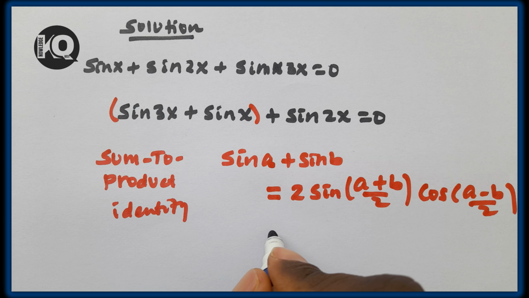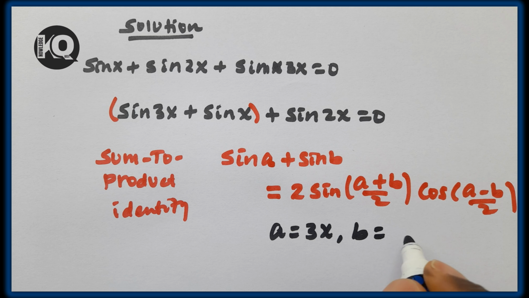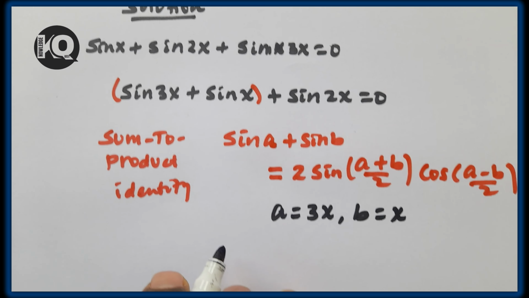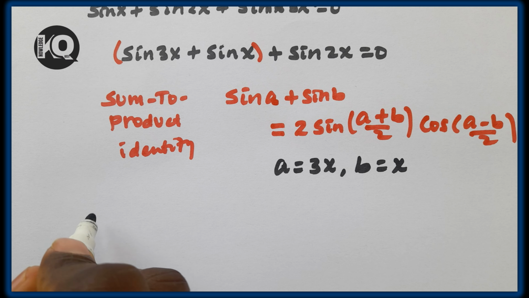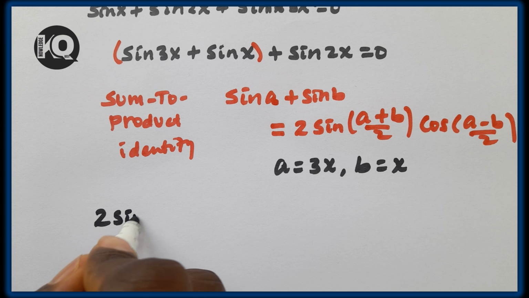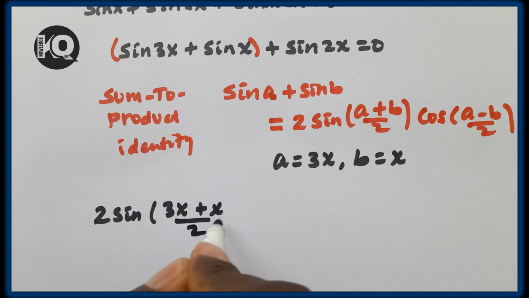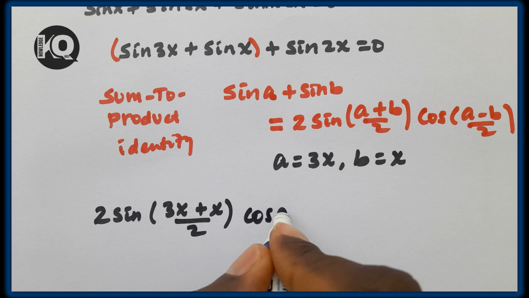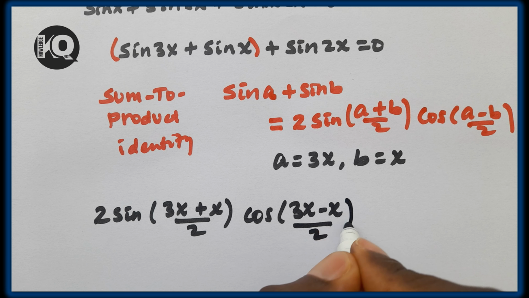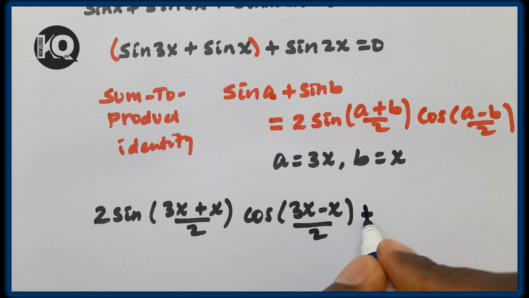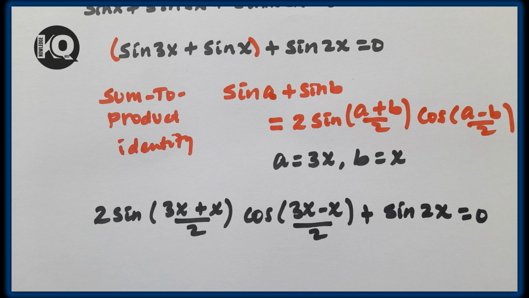Where A is equal to 3x and B is equal to x, so this sin 3x plus sin x will be 2 times sin of (3x plus x) divided by 2, cos of (3x minus x) divided by 2, plus sin of 2x, which is equal to 0.